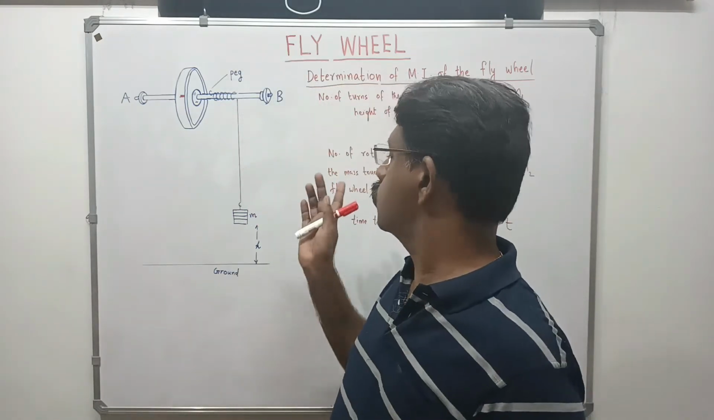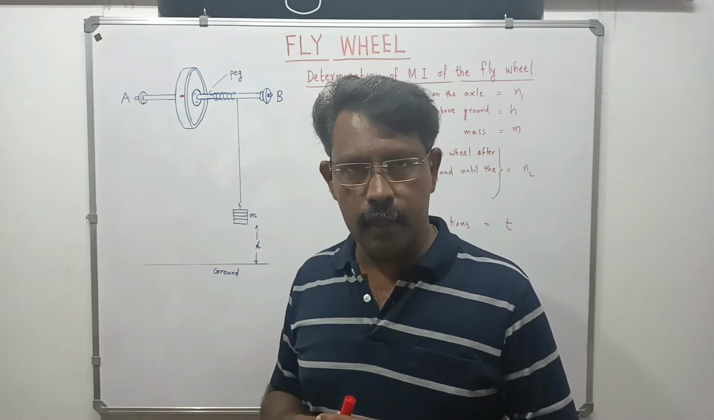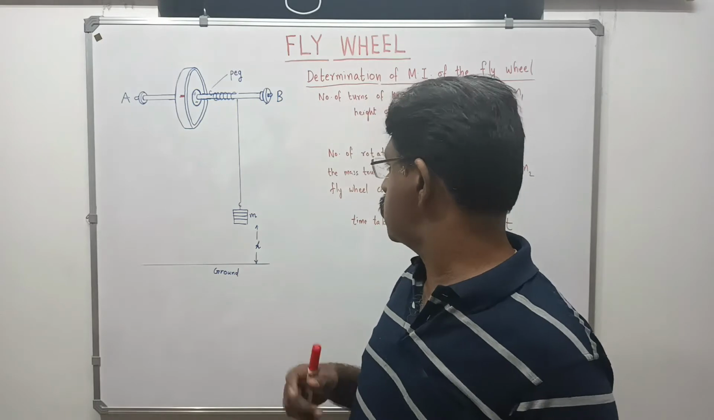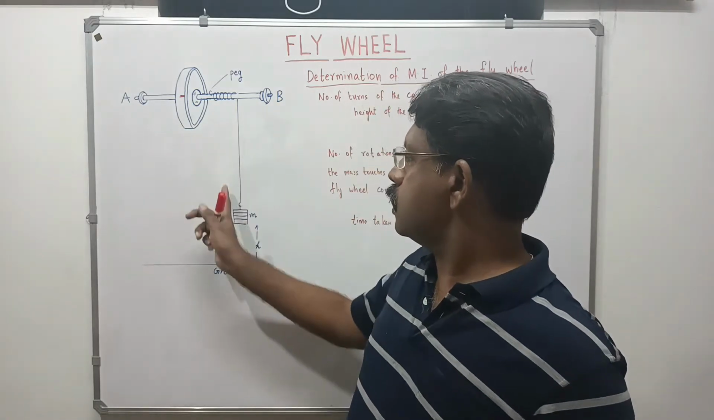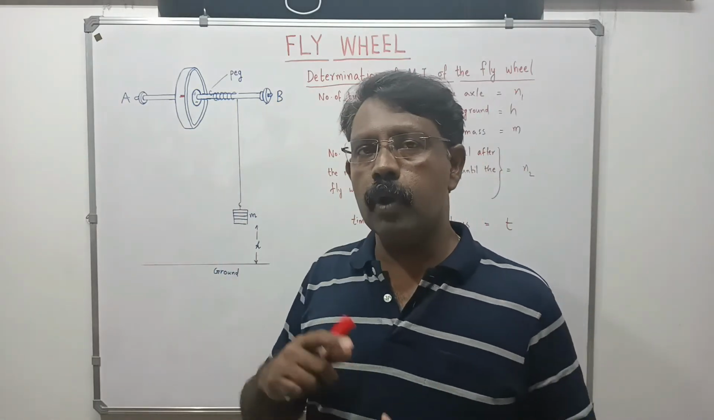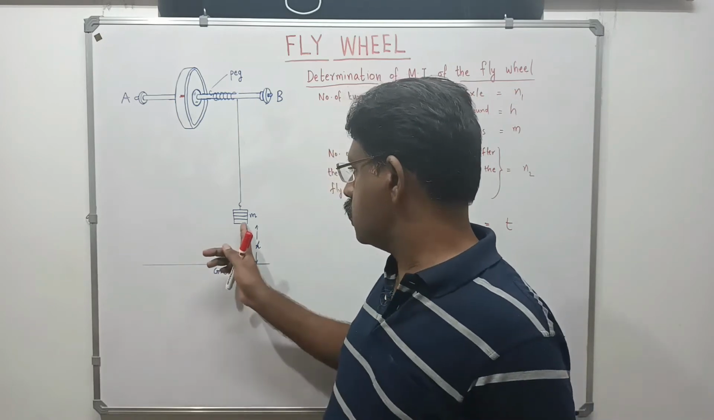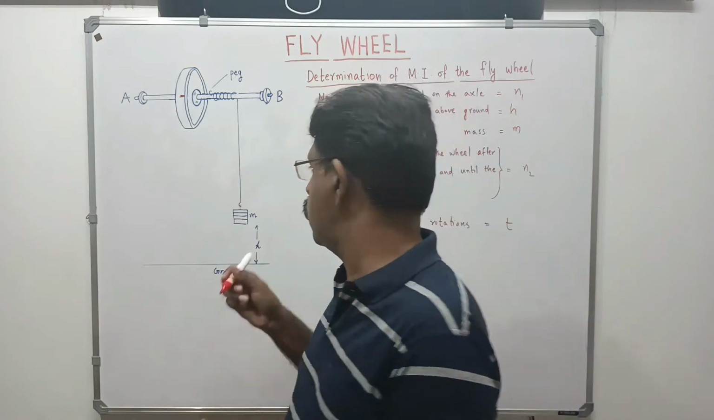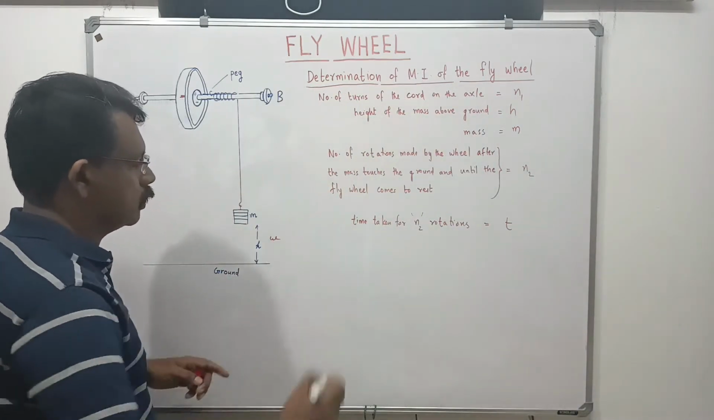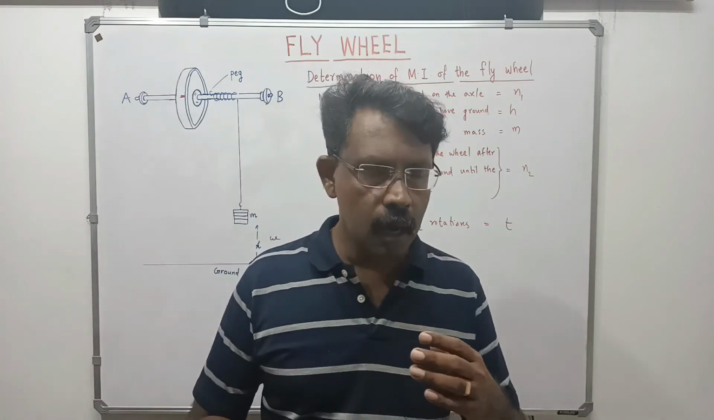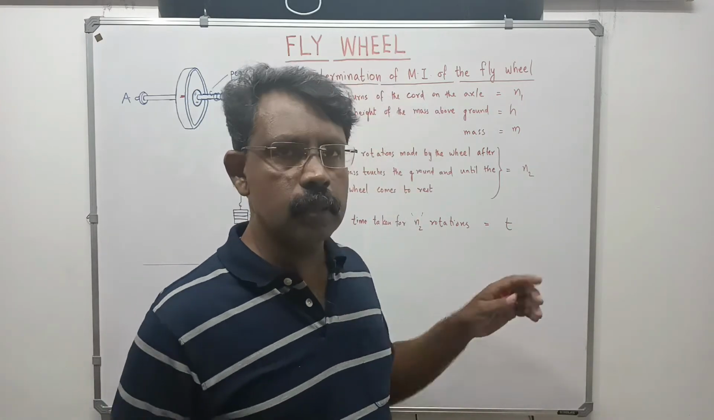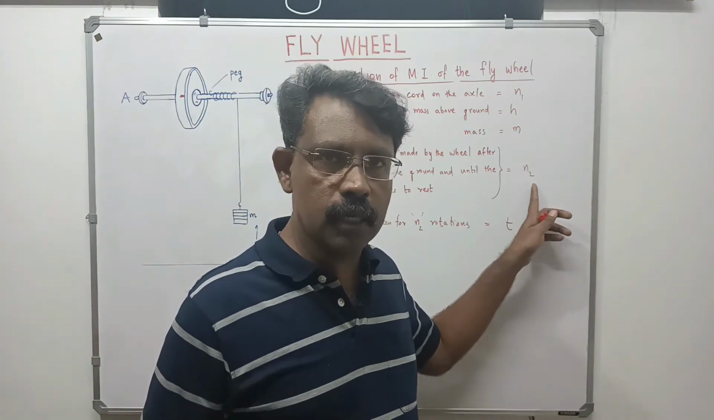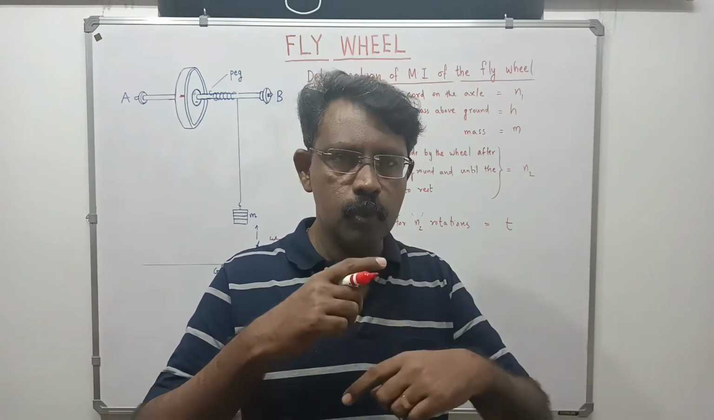Now we are going on to the derivation for I. That is how we will get the moment of inertia of the flywheel. For that, first consider this. Consider that omega is the angular velocity of the flywheel as the mass is touching the ground. After a time t, the flywheel will come to a stop. After making n2 number of rotations in a time t, the flywheel comes to rest.